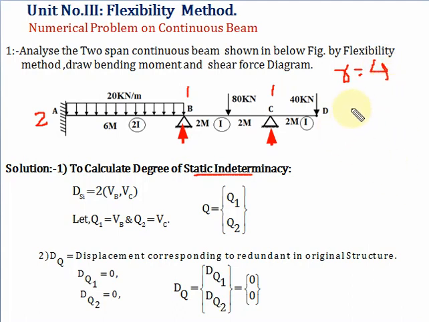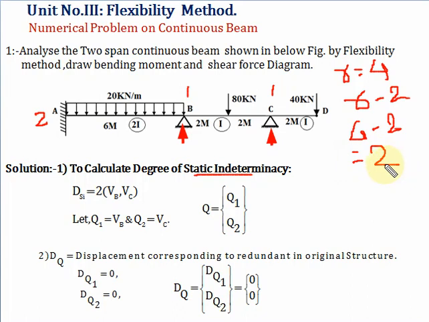Now to find out the degree of static indeterminacy, the formula is R minus 3, but as we are neglecting one equilibrium equation, that is summation Fx equal to 0, our formula will become R minus 2. So total number of reactions are 4 minus 2. So the degree of static indeterminacy for the given beam is 2.